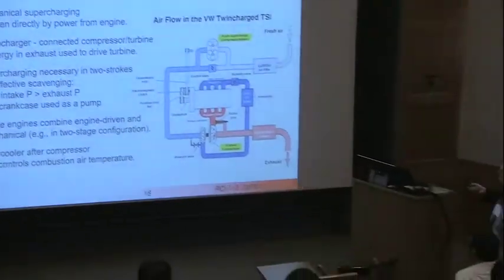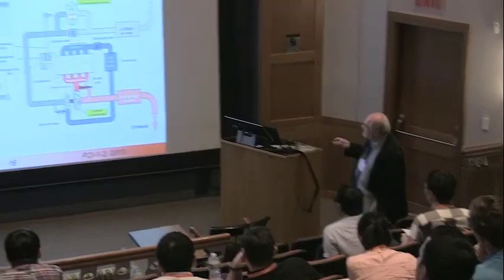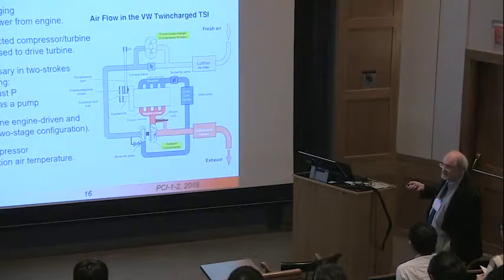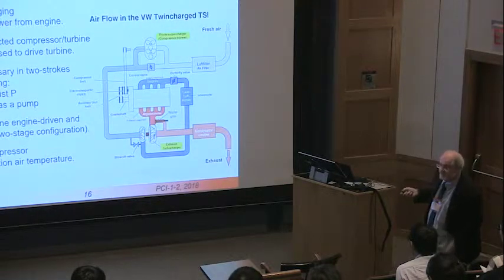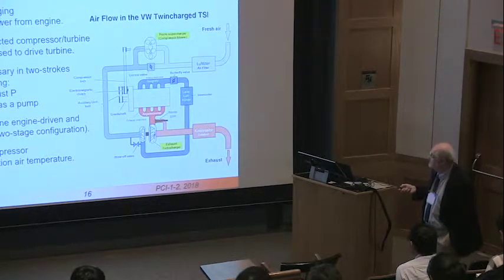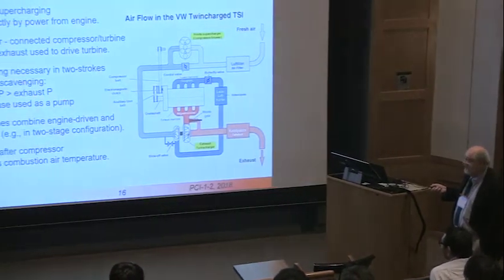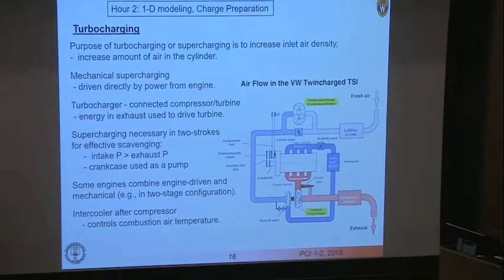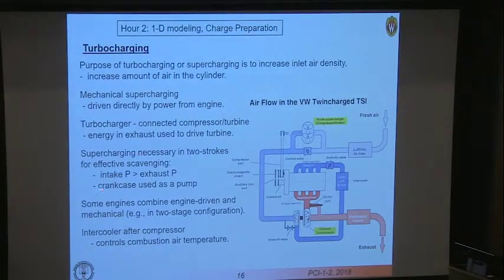In cases where you might have turbo lag as a problem, you might want to use your supercharger, or if you don't have enough exhaust energy, you might use the supercharger and then phase that out when you have sufficient power from the exhaust to drive the compressor. Also, in certain kinds of engines, such as two-stroke engines, where the intake pressure is generally larger than the exhaust pressure, you need a different way to pressurize the intake, and here the crankcase can be used as a pump.